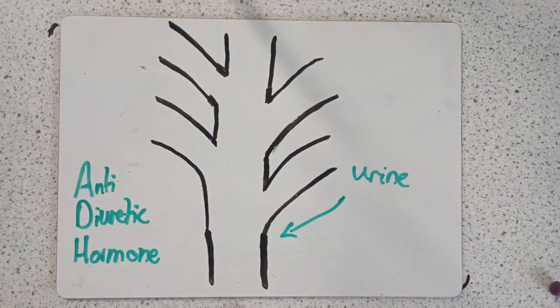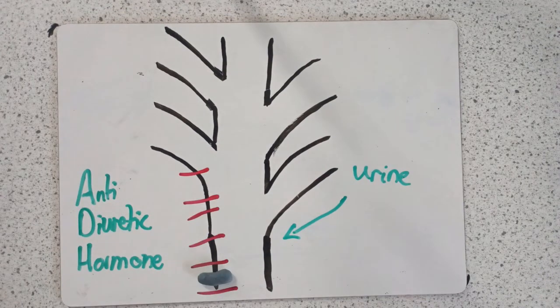ADH is secreted by the pituitary gland in the brain and increases the permeability of the walls of the collecting duct. This allows more water to be reabsorbed into the blood, and typically means more concentrated urine.